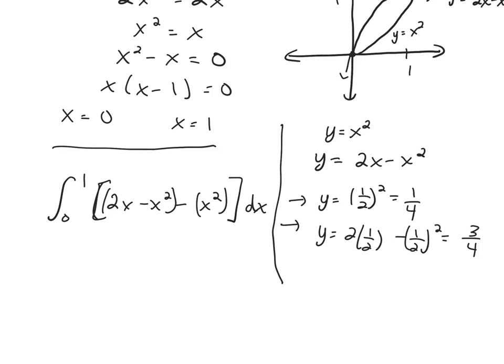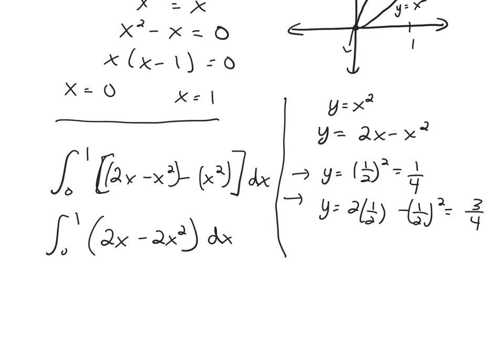What I would do if it was me, right now we have 3 terms to integrate, but 2 of these are x squareds. So just go ahead and combine them, because that's going to mean that you have fewer numbers to plug in later. So simplify if you can. This is 2x minus 2x squared.